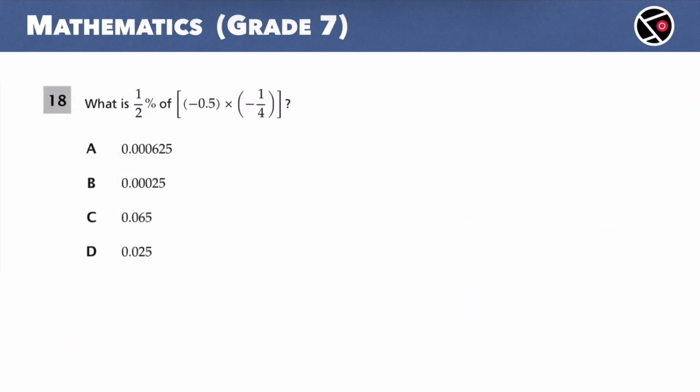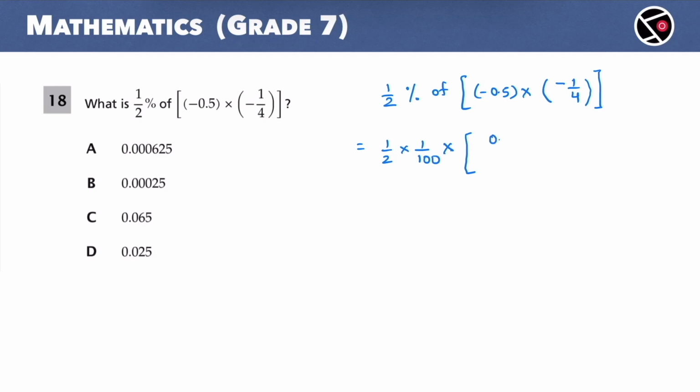Problem 18. What is half percent of minus 0.5 times minus 1 by 4? We have 1 by 2, percentage is 1 by 100, of is multiply. In the brackets, we have minus 0.5 multiplied by minus 1. We get plus 0.5 divided by 4. This equals 0.5 in the numerator divided by 2 4s are 8 times 100 in the denominator.